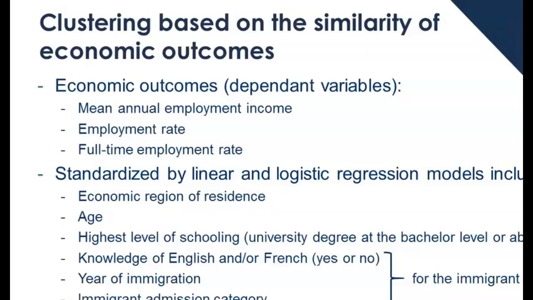So we have standardized them by economic region of residence, age, and highest level of schooling, so looking at whether the person had a university degree at the bachelor level or above or not. And for the immigrant population, we also took into account the knowledge of English and/or French, their year of immigration, and their immigrant admission category. So this is the standardized economic outcomes that we are clustering and that we see on the next slide.